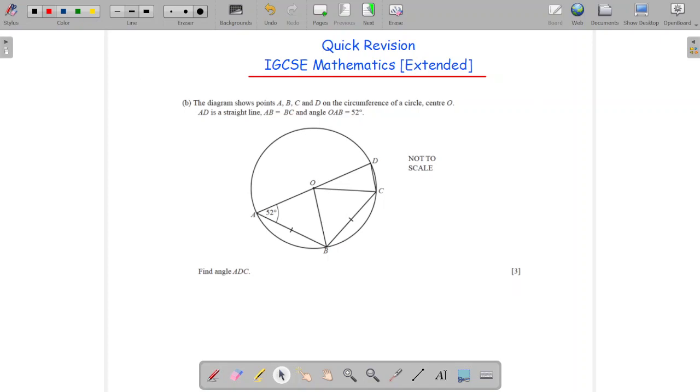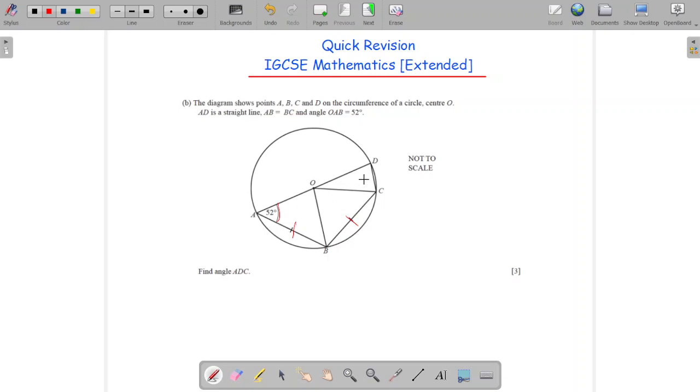The first question, as you can see in front of you, is a circle theorem topic. The diagram shows the points A, B, C, D, which exist on the circumference of the circle, and O is the center of the circle. AD is a straight line, and AB is equal to BC. This is the most important information in this problem: AB is equal to BC. They are equal sides, and the angle OAB is equal to 52 degrees.